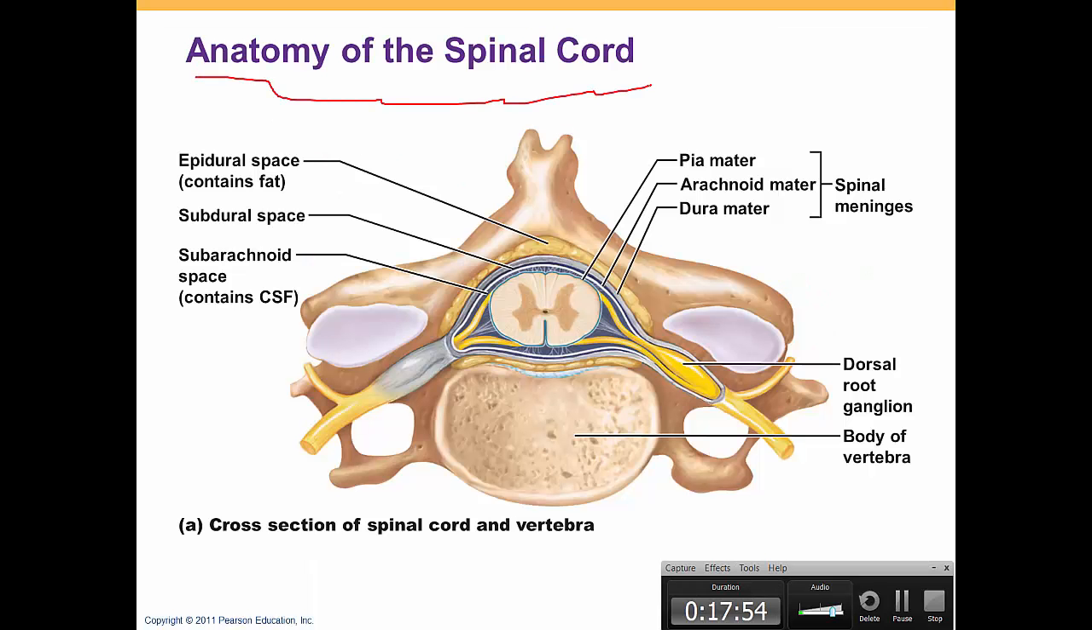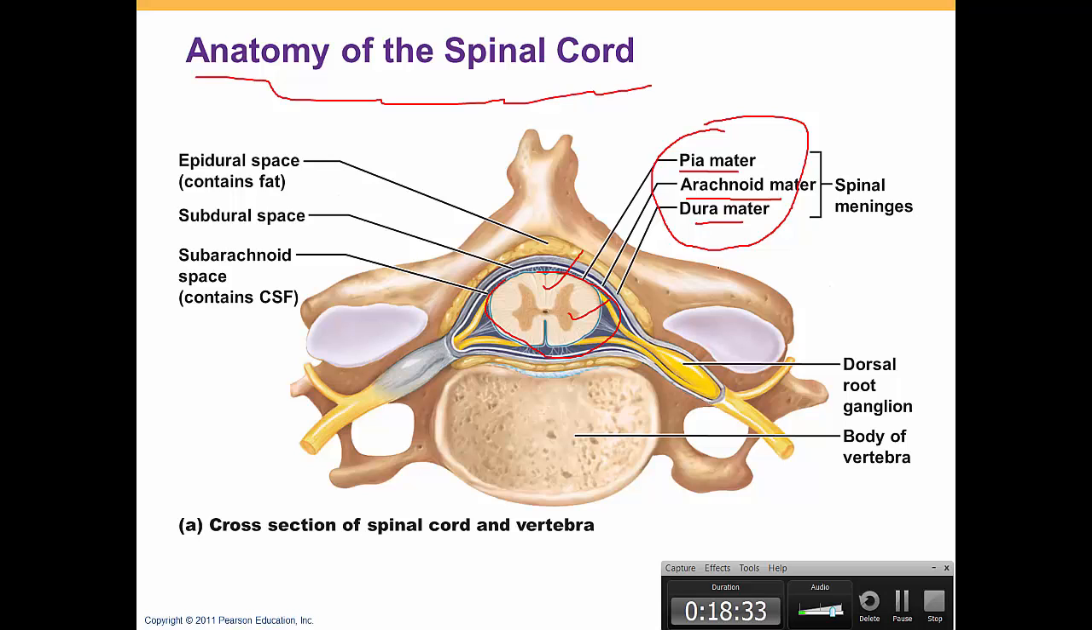We need here to cover the anatomy of the spinal cord. So the spinal cord, as you can see here, has again a white matter and gray matter. The gray matter is like H-shaped or butterfly shaped. The spinal cord, just like the brain, is covered by three spinal meninges. We have the pia mater, the arachnoid, and the dura. And you need to know these ones in order. The dura is the outermost, the pia is the innermost, and the arachnoid is in between.